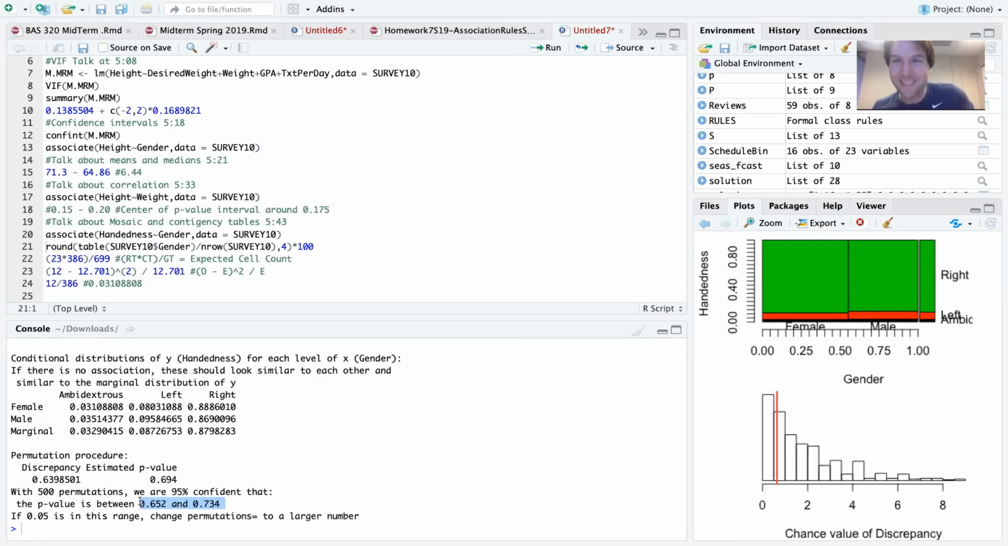Why is it not statistically significant? It is not statistically significant because the p-value is above 0.05. So that right there is not statistically significant. P-value above 0.05, not statistically significant.